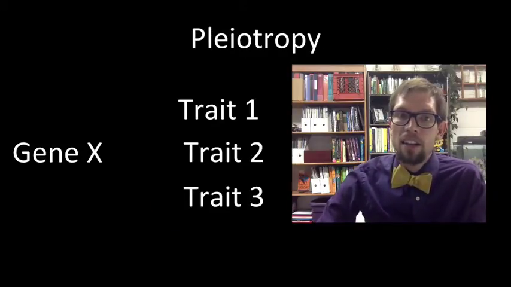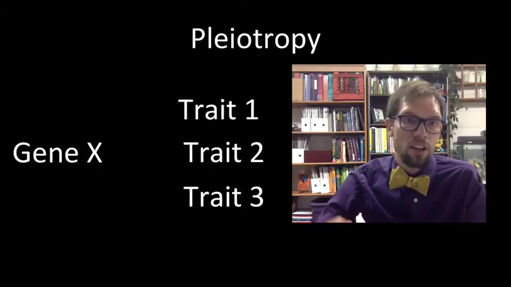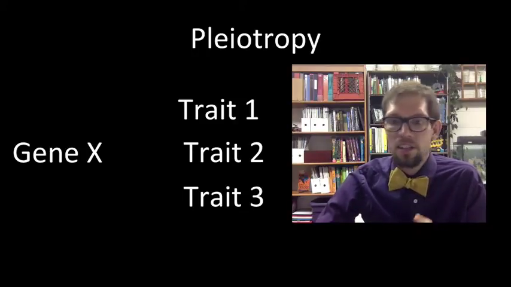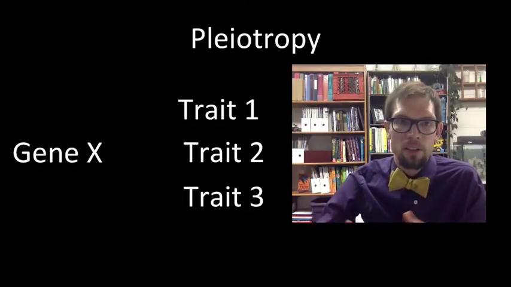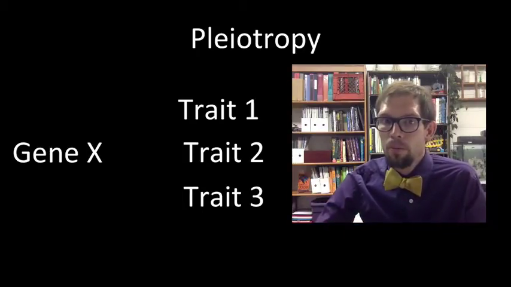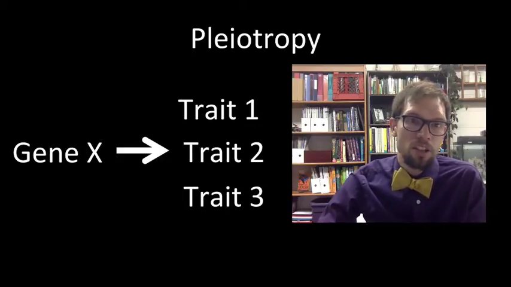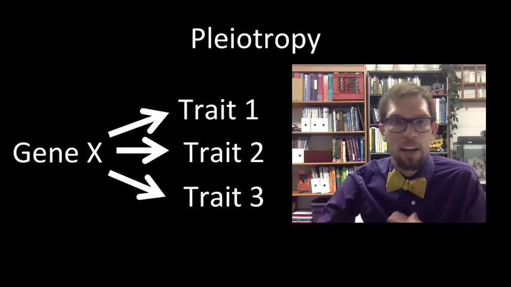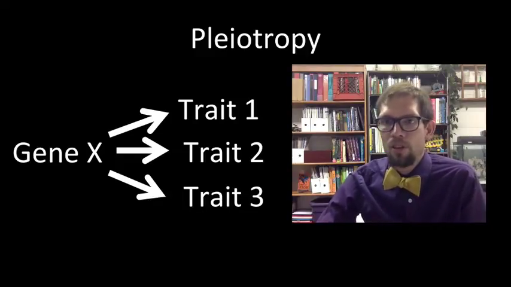All right, so the other case is where you have one gene affecting multiple traits. Think of a gene that could affect your height, your weight, and maybe your bone structure. So these are multiple traits that are all being affected by one gene. This gene has multiple effects throughout the body that lead to these different effects, and that's what pleiotropy is.